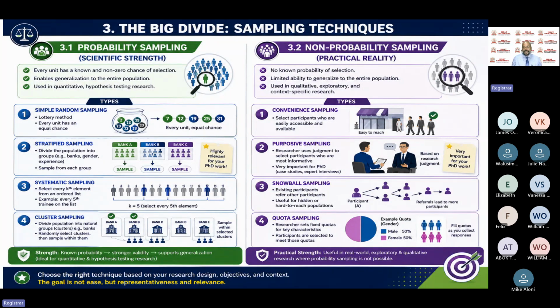So to sum up, we divide sampling techniques into two: probability sampling and non-probability sampling. The practical strength of non-probability sampling is that it is useful in the real world and it helps to explore and do qualitative research. But for scientific research, we have to use probability sampling.